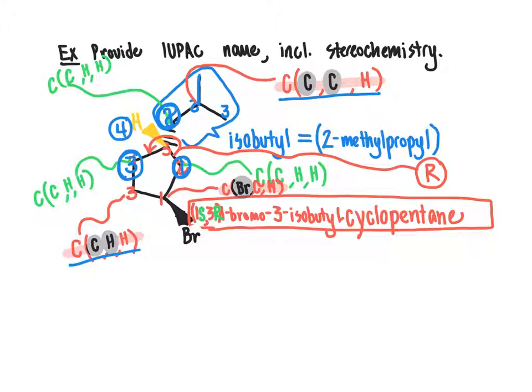So 1S, 3R, 1-bromo, 3-isobutyl cyclopentane is an acceptable name for this molecule. So with that, we conclude our walkthrough of naming alkyl halides, also known as haloalkanes.